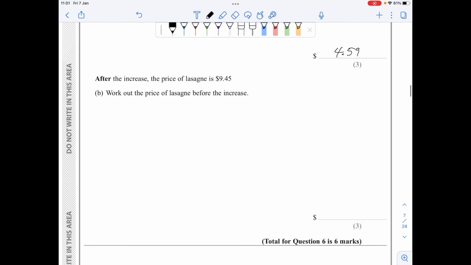Now for part B, my unknown price, if multiplied by the multiplying factor, will give me the final price. So to find the original price, I'm going to take the final one, divide by the multiplying factor, and this will come out to be 8.75.